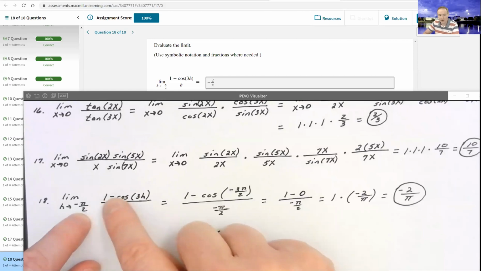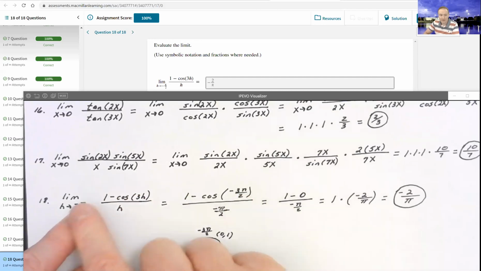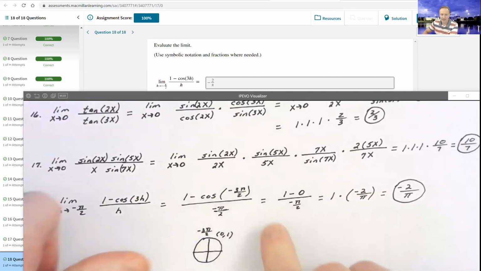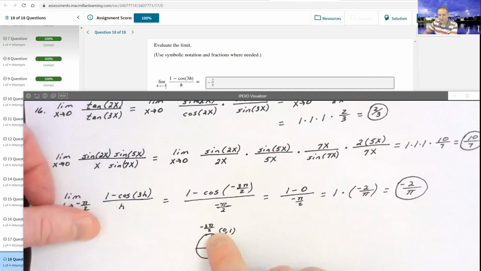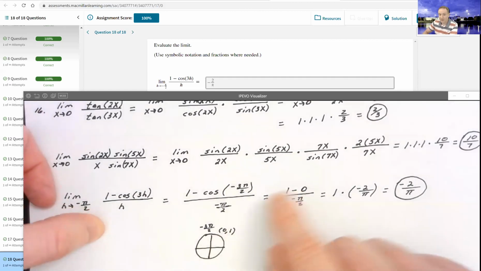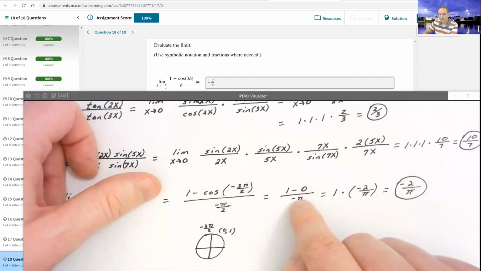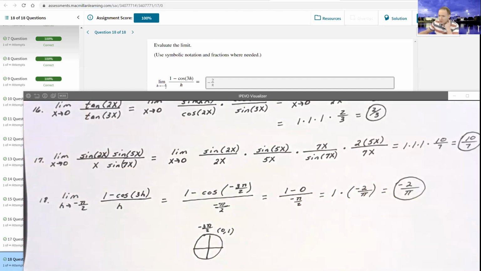We plug in the negative pi over 2. And so you say, well, this is going to be 1 minus the cosine of negative 3 pi over 2 divided by, my denominator is just h, so it's negative pi over 2. So I can say, well, the cosine at negative 3 pi over 2 would be right here on your unit circle. You know your cosine's just the x component, so it's a 0. So our numerator is 1 minus 0. My denominator is a negative pi over 2. So I'm saying, well, this is just going to be 1. And if you're dividing by a fraction, that's multiplying by the reciprocal of that fraction. So I have 1 times negative 2 over pi, leaving me a final answer of negative 2 over pi.